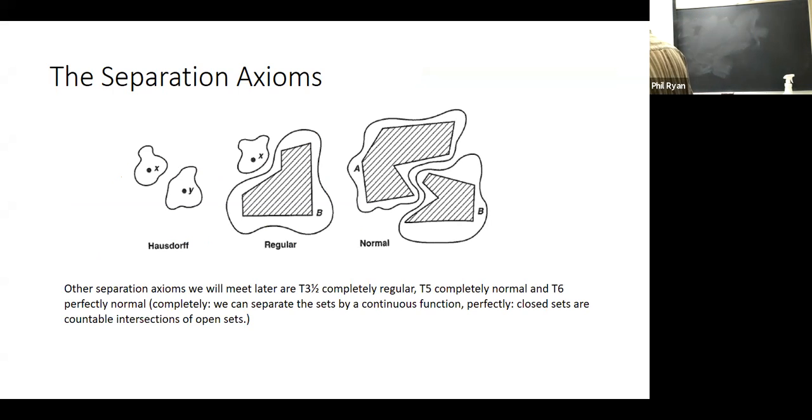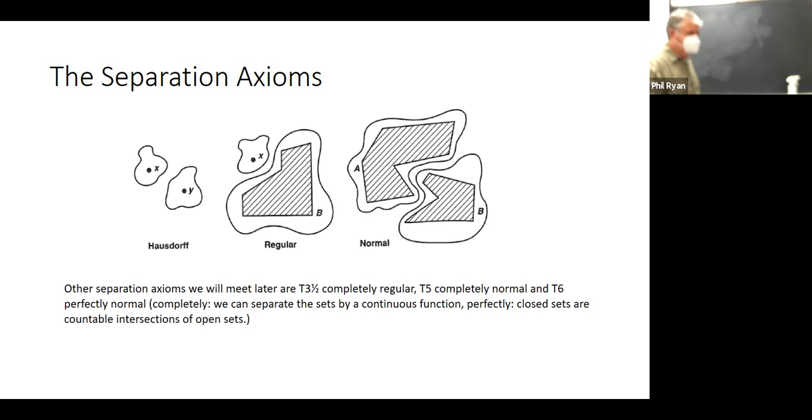So here we're lining up. There turn out to be other separation axioms as well. There's T3.5, which is completely regular, and that's between regular and normal. There's T5, completely normal, and T6, perfectly normal. The use of the word completely, we'll see later on what that means. That means we can do the separation by a continuous function.